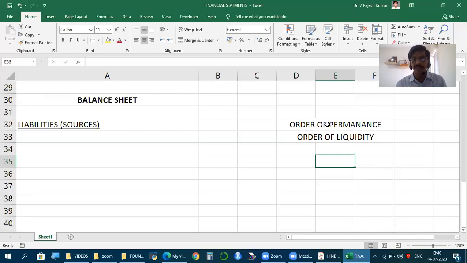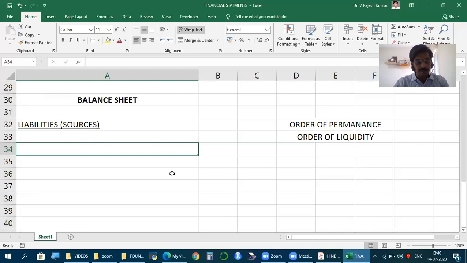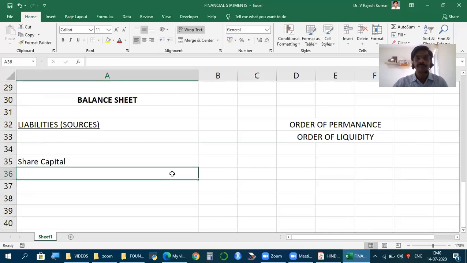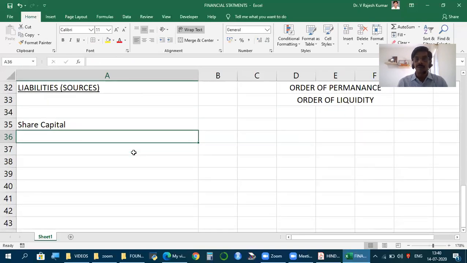But these are the two practices, and I'm sure you're aware, in India the practice is order of permanence, long term to short term. So going by that, the first item that will be shown is share capital. The capital mobilized by the company by issue of shares. Shares are ownership instruments. By issuing that, the capital is mobilized.